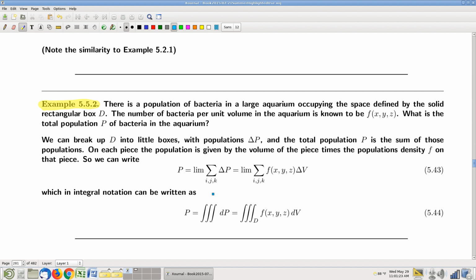Suppose you want to know how many bacteria there are in, let's say, an aquarium, and there are bacteria floating around, and we know the density at different places in the aquarium. How would I compute the total number of bacteria? Well, total population is the sum of the local populations. In each little locale, population is population density times volume. By the way, here population density is population per unit volume, because bacteria live in volume, they don't live on area.